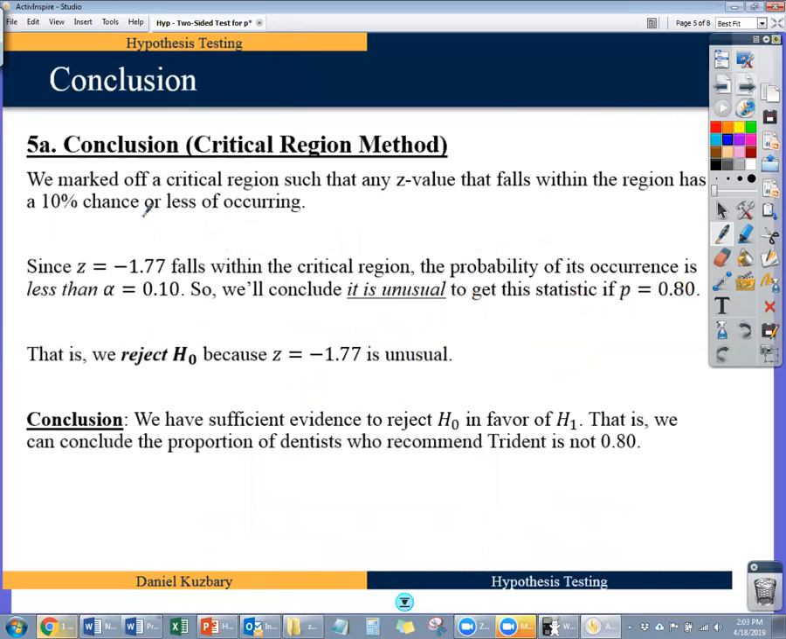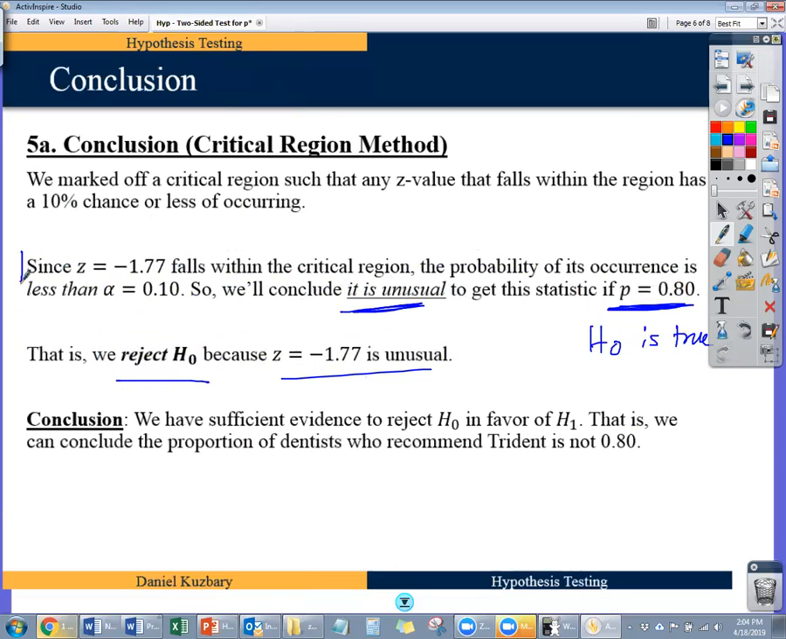So we can draw our conclusion. We've marked off a critical region such that any Z that falls within it has a 10% chance or less of occurring. So Z equal to negative 1.77 falls within the critical region. The probability of its occurrence is less than 0.1. So we'll conclude it is unusual to get the statistic if p is equal to 0.8. That is, if H naught is true, this is unusual. So we're going to reject H naught because it's unusual.